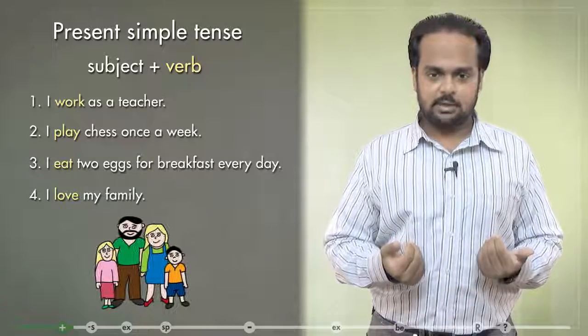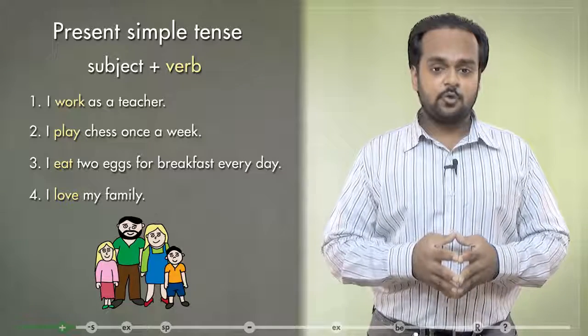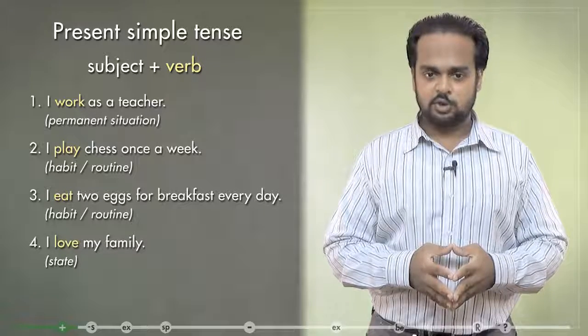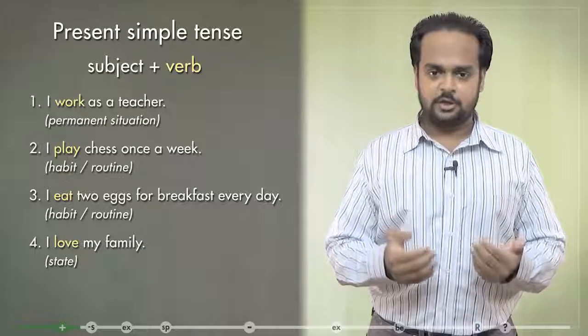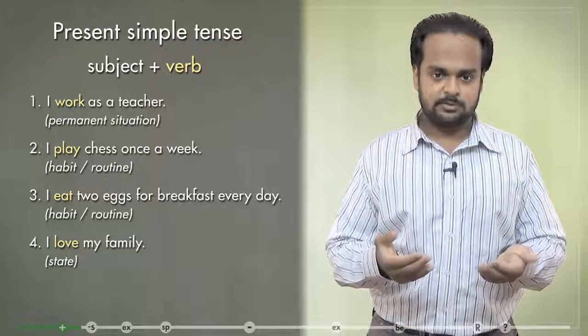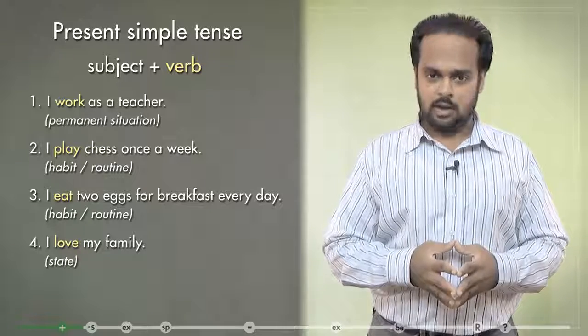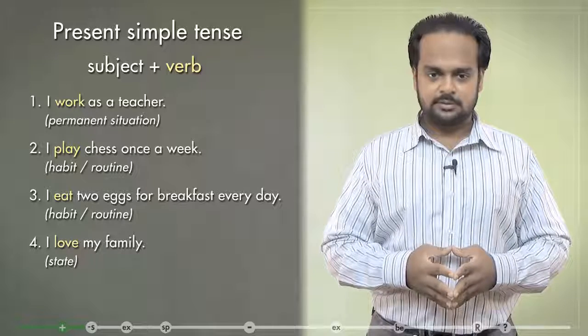I love my family. These are all present simple tense sentences, and if you remember from the previous lesson, the first sentence is a permanent situation. The second and third talk about things that I do regularly, habits or routines, and the last sentence is a state using the state verb love. These are the main uses of the present simple tense.